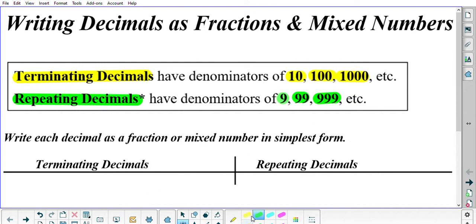Now, let's take a look at the directions. Write each decimal as a fraction or mixed number in simplest form. So here's what I did. I made a two-column chart. On the left are the terminating decimals, the decimals that stopped. They didn't go on forever. On the right, we have the repeating decimals. And you will hopefully then, once we're done with these notes, be able to have a nice compare and contrast type of chart helping you to see how terminating decimals are different when we write them as fractions from when we write repeating decimals as fractions.